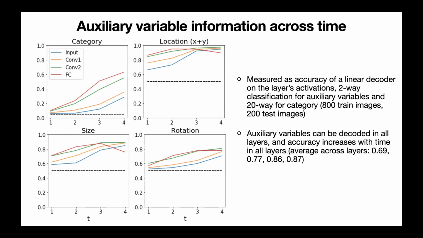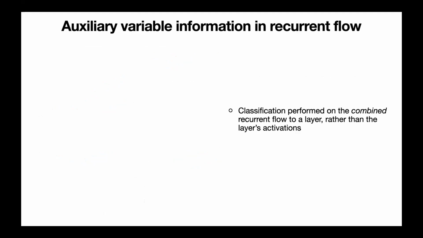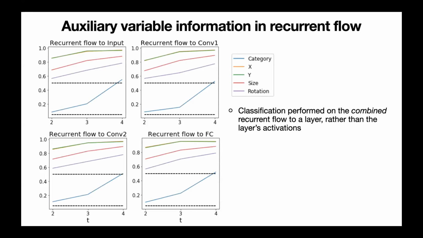What about the information contained in the actual recurrent information flow? This time the classification is performed on the recurrent information, which is what gets combined with the feed-forward activations. And it's the combined product of all the top-down and lateral connections for that layer. And this is what we get.